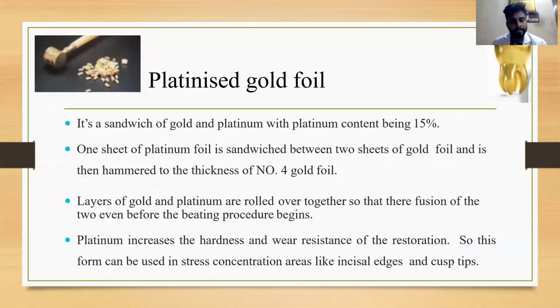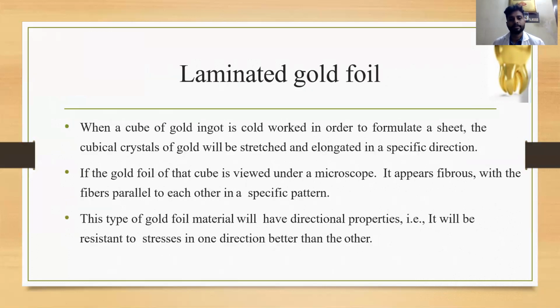It has been proven that corrugated gold foils are more cohesive than the plain ones. Next comes the platinized gold foil. It is a sandwich of gold and platinum, with platinum content being 15%. One sheet of platinum foil is sandwiched between two sheets of gold foil and is then hammered to the thickness of number 4 gold foil. Layers of gold and platinum are rolled over together so that they fuse before the beating procedure begins. Platinum increases the hardness and wear resistance of the restoration. So this form can be used in stress concentration areas like incisal edges and cusp tips.